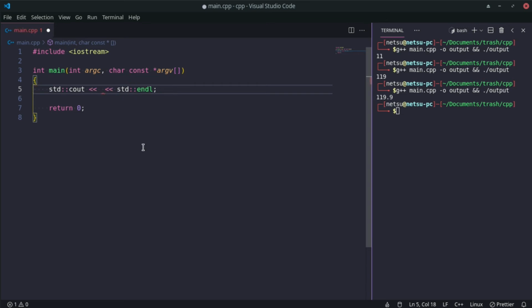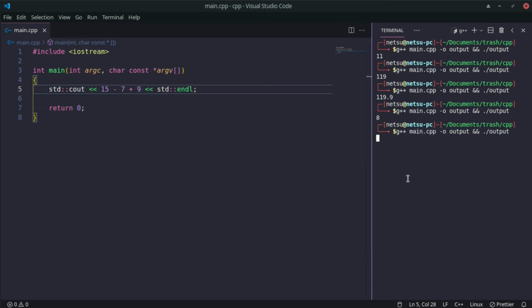We also have subtracting, so let's say we have 15 minus 7. Then if we let this work itself out, as you can see here, we get 8. We can also do something like plus 9 here. That's perfectly fine as well. So you can mix and match all of these math things together. As you can see, 17 now. So yeah, you can mix and match them.